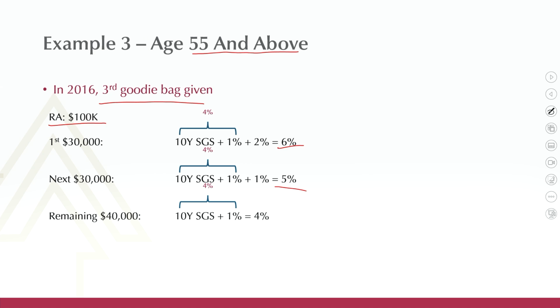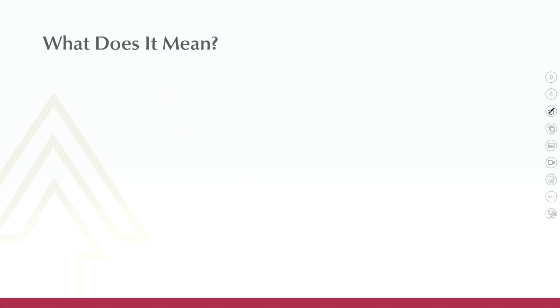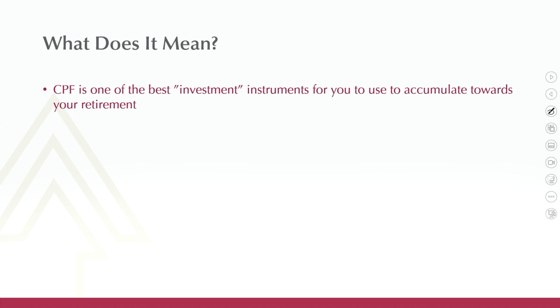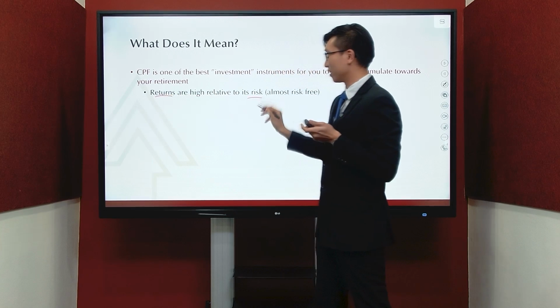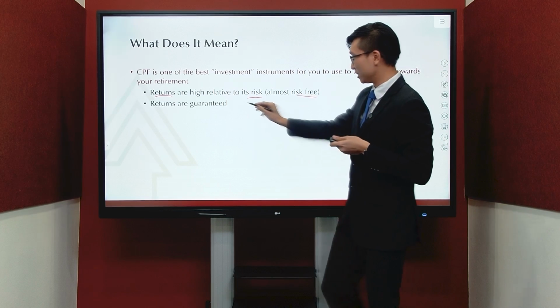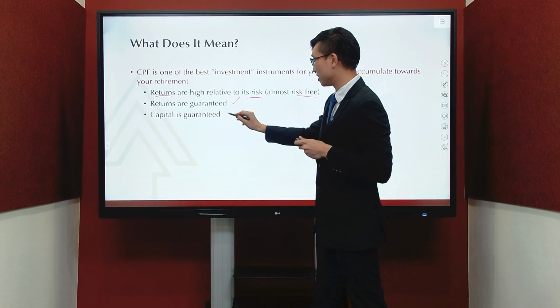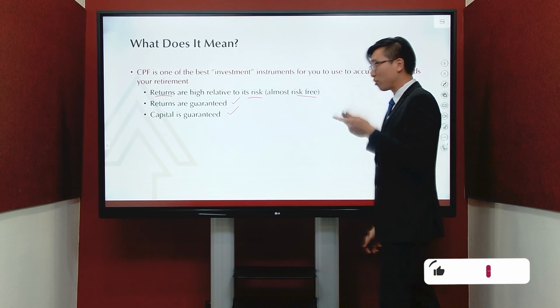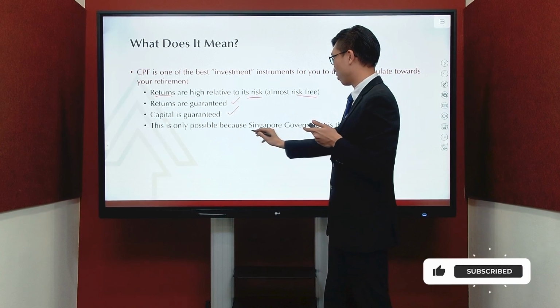So what does that mean for us? CPF is actually one of the best investment tools out there that you can use to save towards your retirement. But in order to use CPF, it's important that we understand what the end goal is, so that we can use CPF to save and invest towards our retirement. Why we think CPF is one of the best investment instruments is that if you compare the returns to the risk you are taking, the returns are very high because it is almost risk-free, whereby your returns are guaranteed, your capital is guaranteed, and this is only possible because the sponsor behind this is our Singapore government.